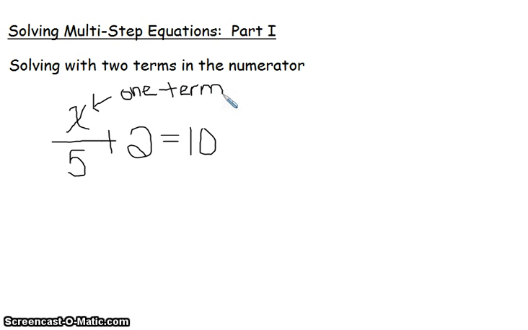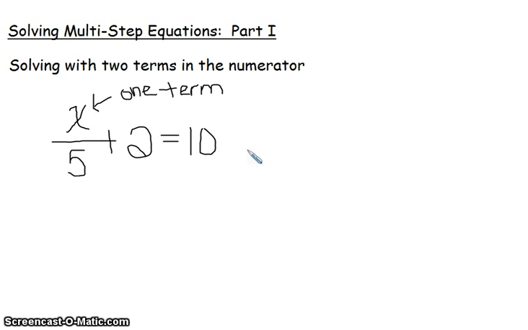What we're going to look at in solving that equation, you all should know how to solve that. This is what we did in the last video. You would subtract 2 from both sides, and then because you're dividing by 5 originally, we're going to multiply both sides by 5 after subtracting the 2. So if you're solving that equation, you should get x is 40.